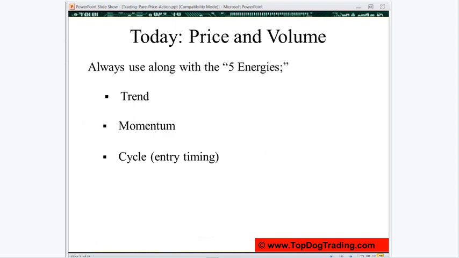So that's how to time your entries. This indicator actually catches every single cycle high and low. We don't trade every high and low, but it teaches you the cycle highs and lows. It shows them to you.